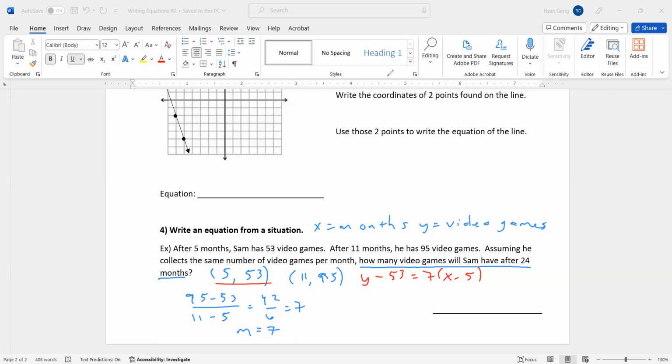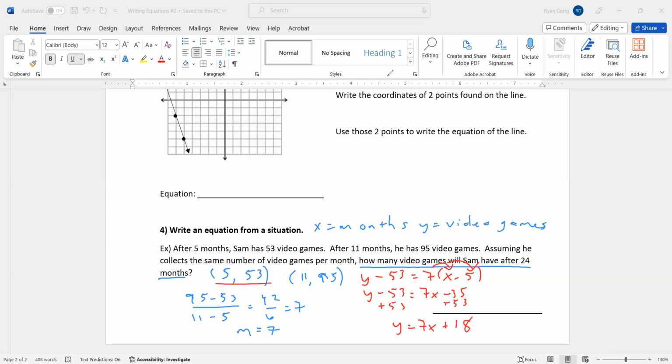I mean, there is, you could do it, but I'm going to show you how changing it to slope-intercept form in this situation might be helpful, because we're going to get some more information from that we don't have in point-slope form. So y minus 53 equals 7x minus 35. Add 53. And I get y equals 7x plus 18.